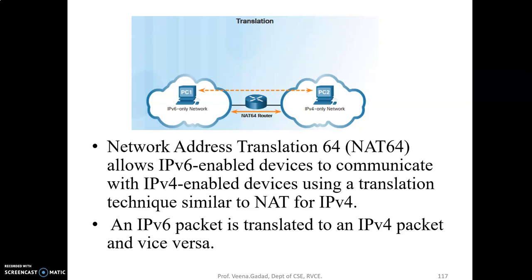One more is making use of the NAT box itself, which is called translation. Here it is called NAT64, which allows IPv6 enabled devices to communicate with IPv4 enabled devices using a concept similar to our NAT box. So your IPv6 is translated into IPv4, and vice versa, by a router which is aware of this translation.